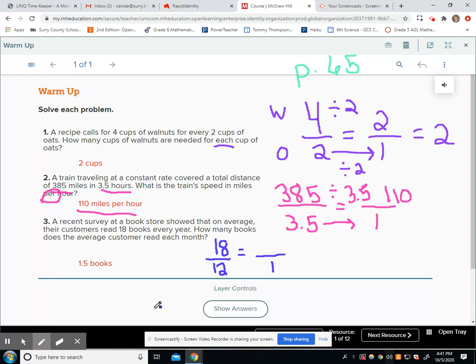So now I can ask myself, how do I make 12 equal 1? I divide by 12. So now all I have to do is divide 18 by 12. And that is 1.5. So that means the average customer reads 1.5 books per month or 1.5 books each month. Those are examples of unit rates.